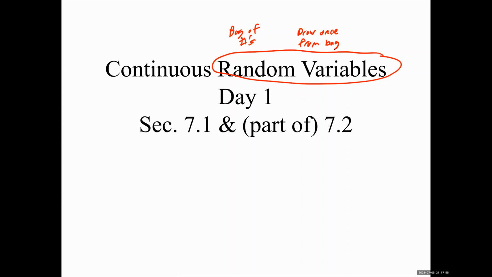I did not tell you what the difference is between a discrete and a continuous random variable. I didn't tell you what a discrete random variable was in chapter 6, but now that we're in chapter 7, I will tell you the difference. Okay, so let's go ahead and get started.